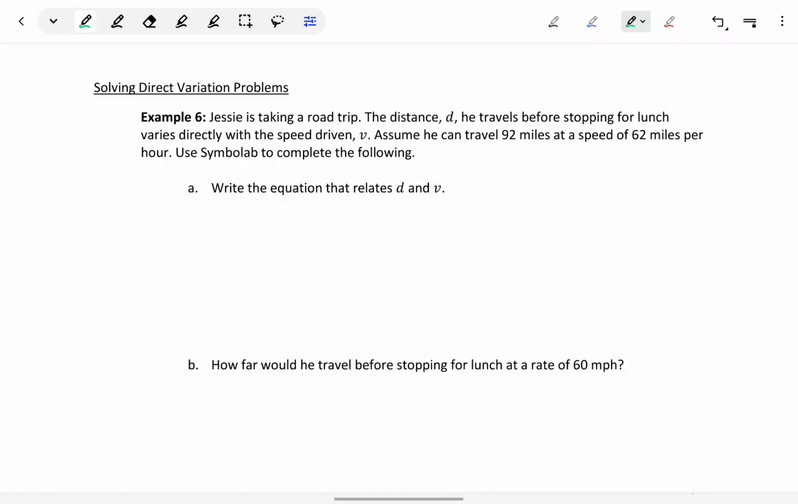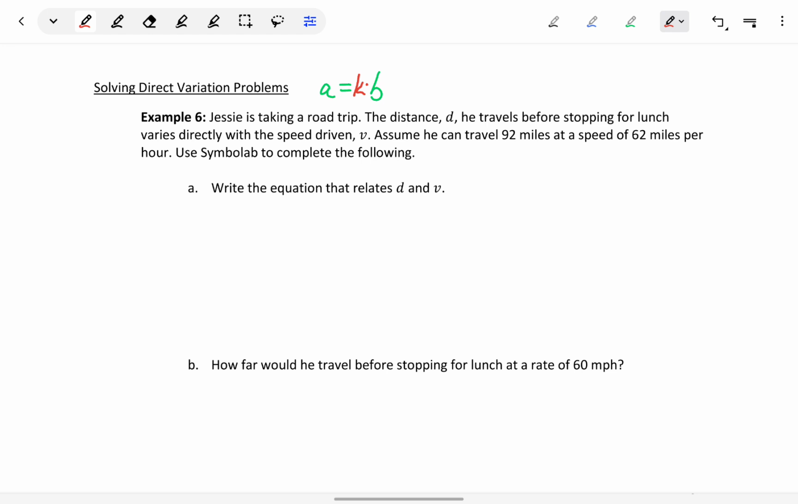The next problem we want to take a look at is referred to as a direct variation problem, where we have two values, a and b, that vary directly with one another, meaning there's some constant k multiplied by that second value that describes the variation, the direct variation between those two variables.